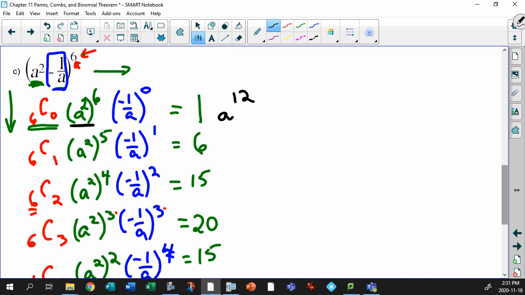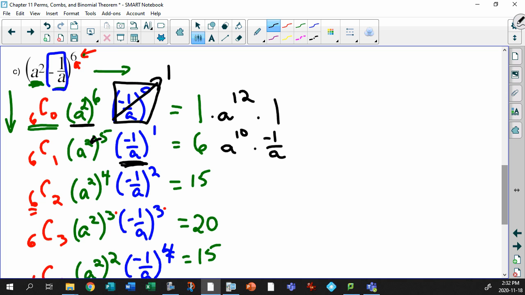Beautiful. This, of course, is going to be 1. Great. So it's a to the 12 times 1. Done. Look at that. Look how nice that is. Now, look at this. This will be a to the 10 first. This will be times 1 over, or negative 1 over a, because it's a to the 1. Negative 1 over a to the 1.